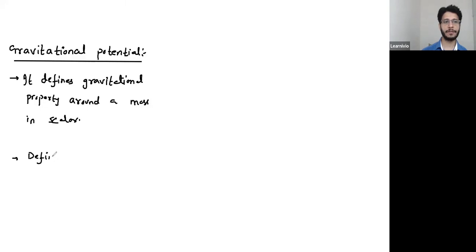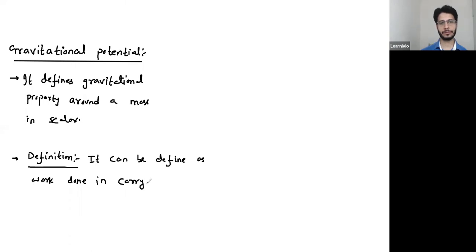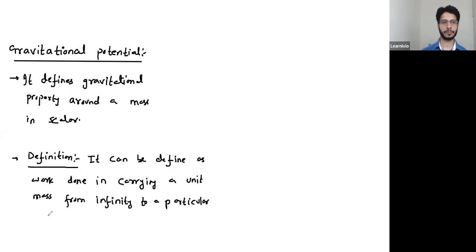Definition. The exact definition of potential. It can be defined as work done in carrying a unit mass from infinity to a particular point against the field.